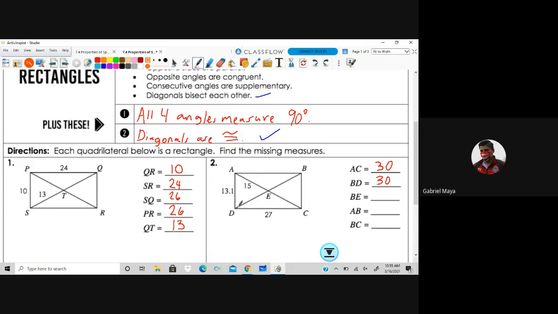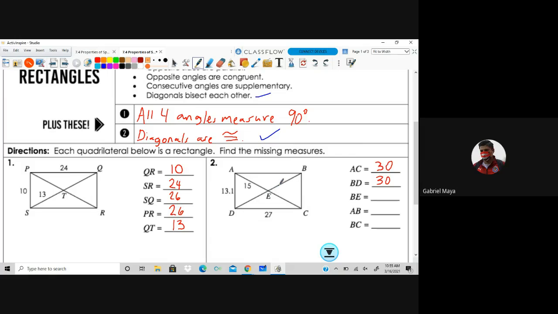So what can you tell me about diagonal DB? You mean BE? DE. So tell me, what can you tell me about DB, from D to B? Right here, all of this? It will also be 30.